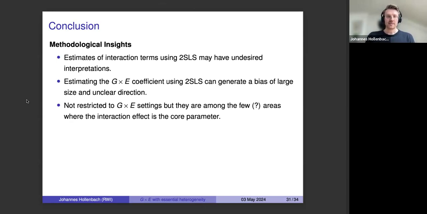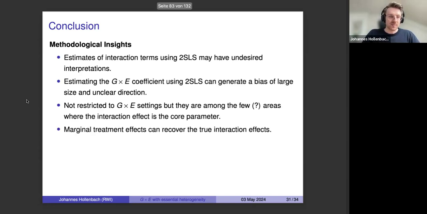The thing is that interaction effects usually are in table 5 of the paper or are reported in the appendix and are just not that prominent. But in the G by E literature, the interaction effect is actually the core parameter. And so we feel like these types of settings are perfect for showing the relevance of these properties. And we've shown that estimating marginal treatment effects can help you recover true interaction effects.